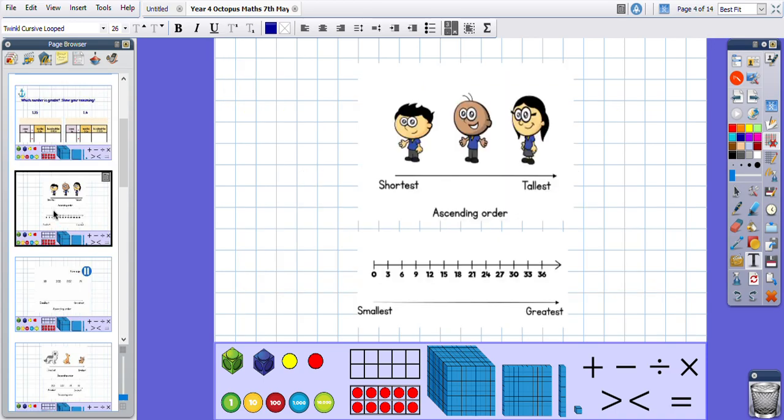So, looking at our vocabulary today, we found the word ascending. So ascending means when something is getting bigger. So for example, there are 3 children here. They are ordered from shortest to tallest because they are getting bigger or taller. So they are in ascending order, smallest to biggest. Similarly, this number line is moving in ascending order because it's getting bigger from smallest to greatest. For an extra challenge, what do you think our number line is moving up in?